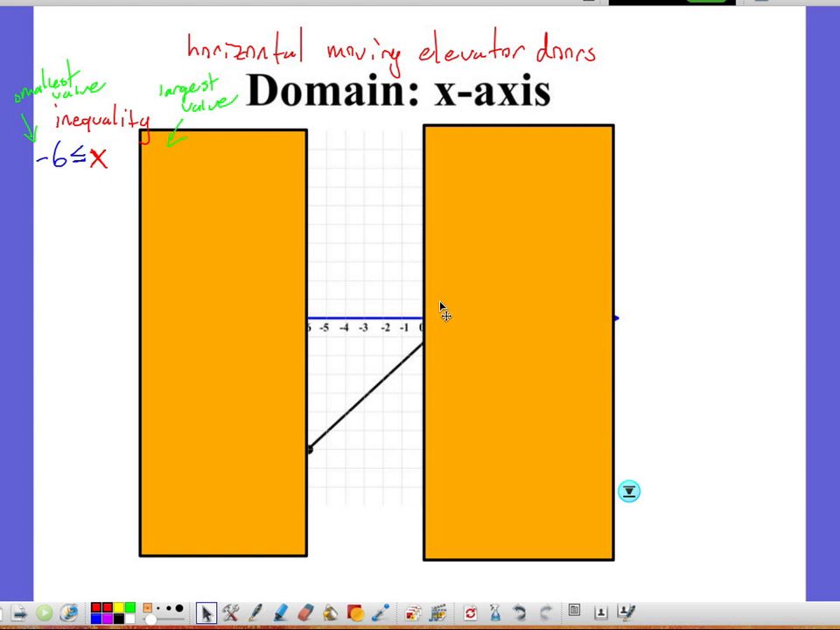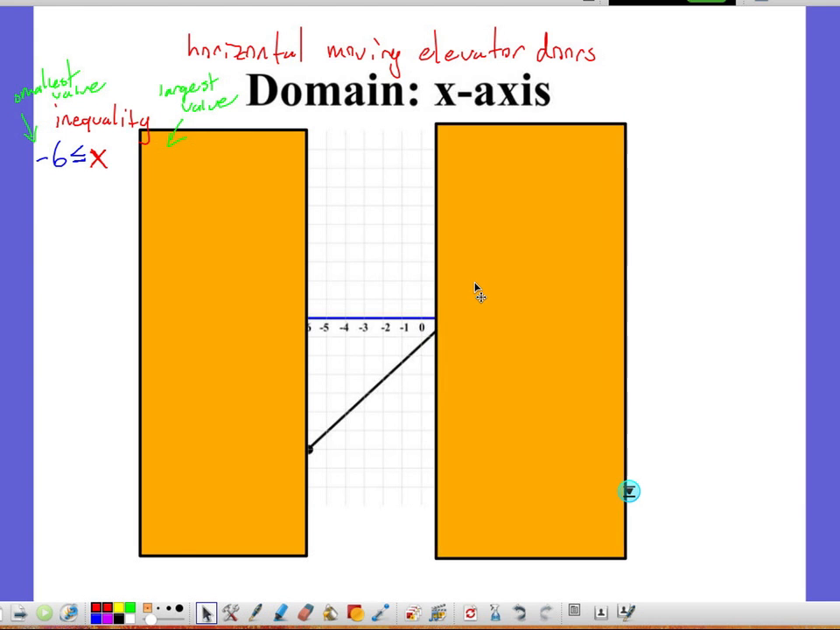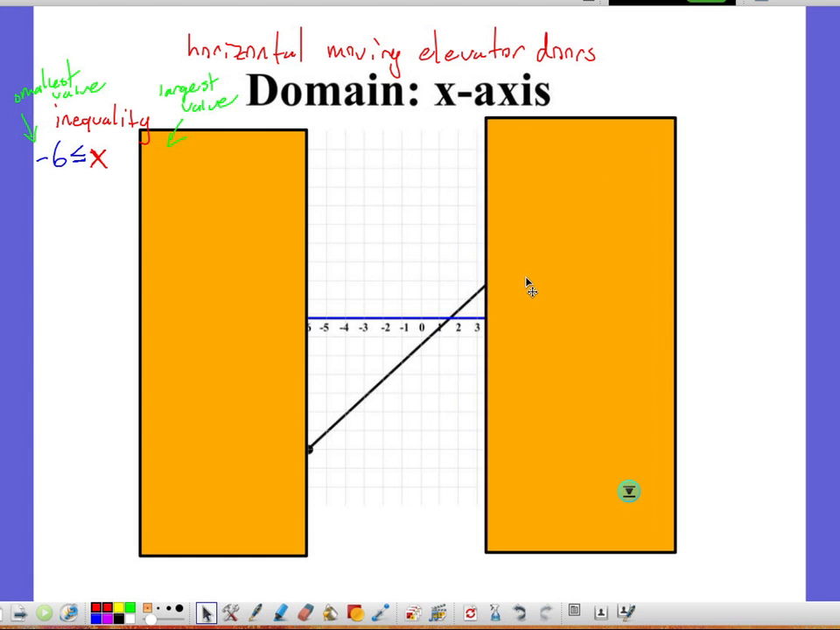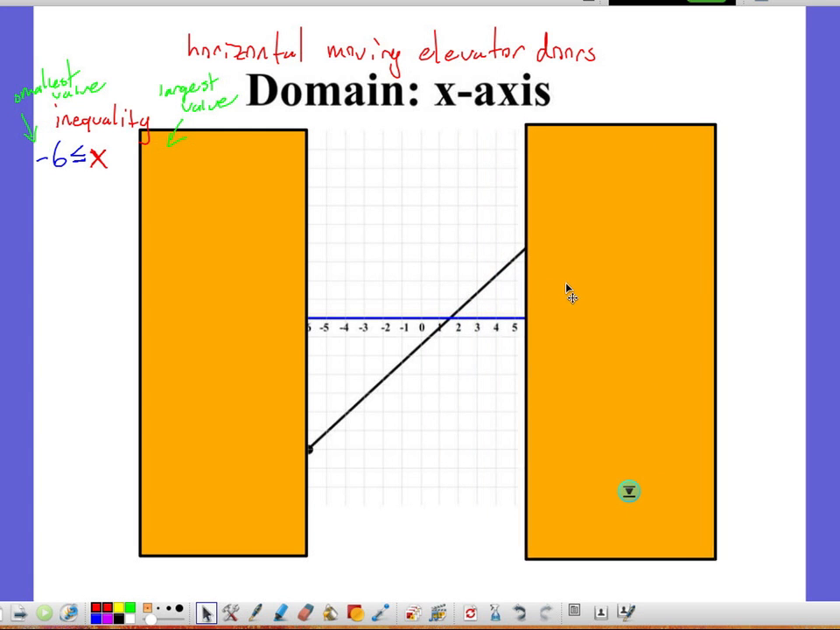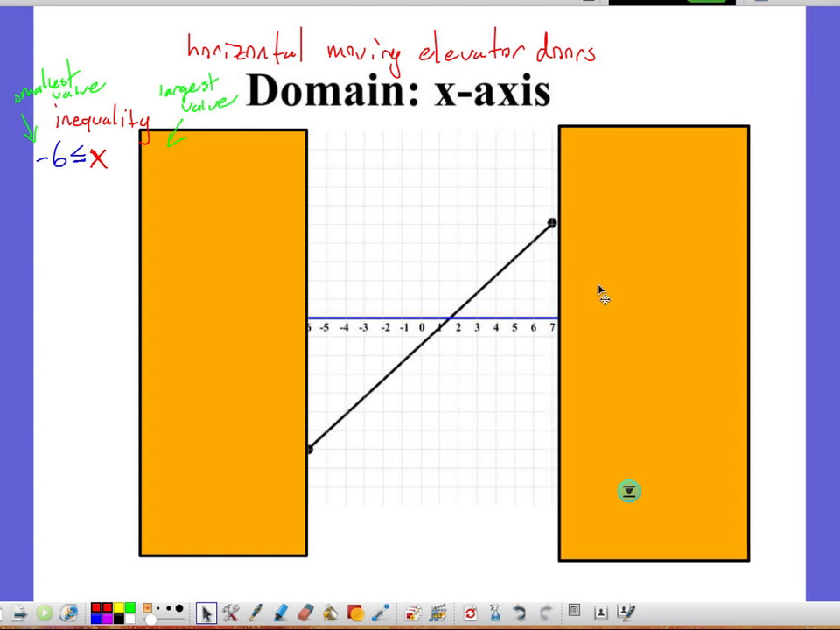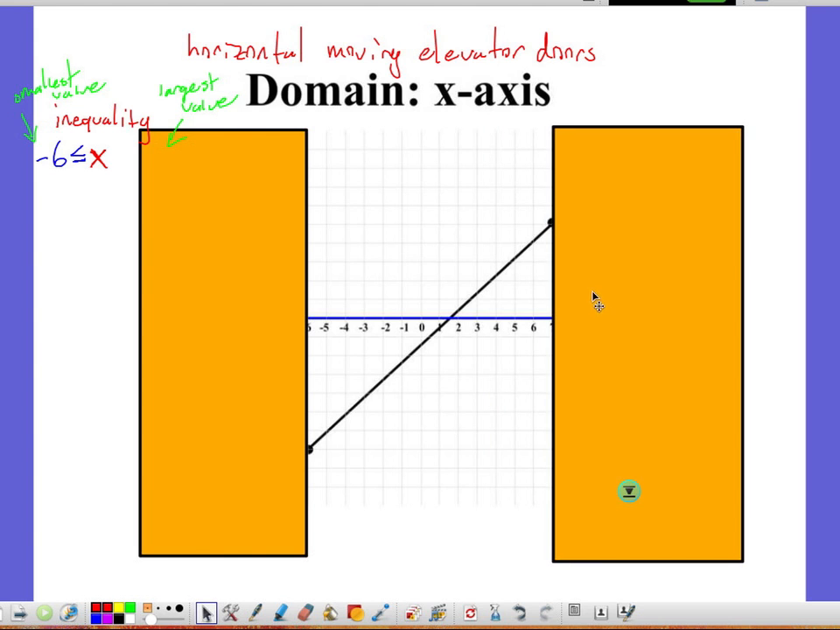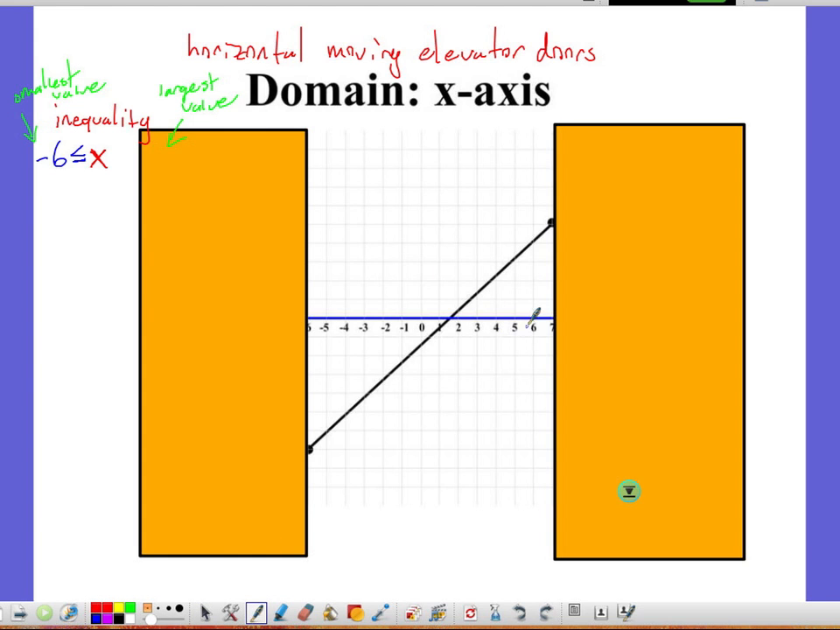Now let's go ahead and move the right elevator door, and I want to only move it just so that my graph can squeeze inside. And when I do that, notice that it stops right here. So the student told me to stop here, and I asked that student what x value did it stop at. It stopped at 7. So here we have 7.